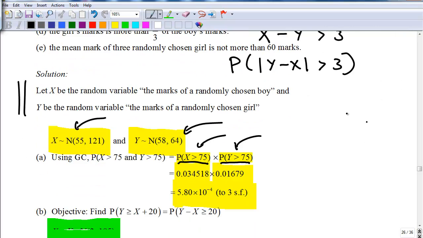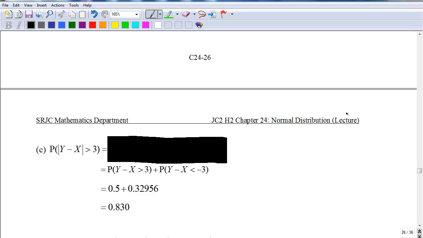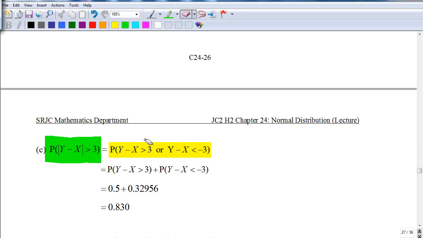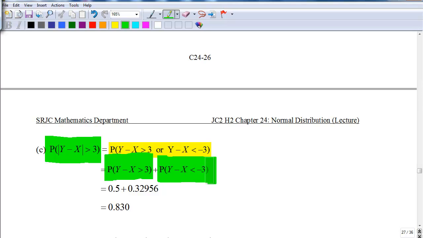Now, let's move down and look at your notes. So this is the probability that they want you to find. Alright, and this is the same as probability Y minus X bigger than 3 or Y minus X less than minus 3. And because these two events are mutually exclusive events, you can break them up into two pieces. Okay, and then because we have already found the distribution for Y minus X in the earlier segment, Y minus X follows a normal distribution.